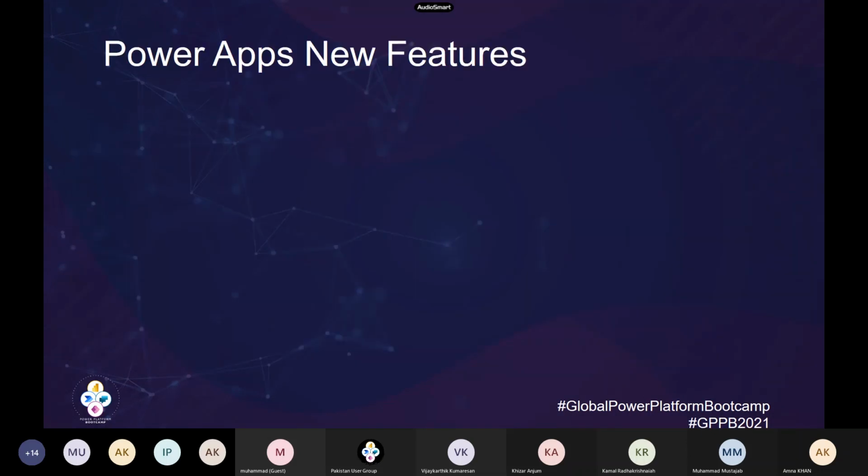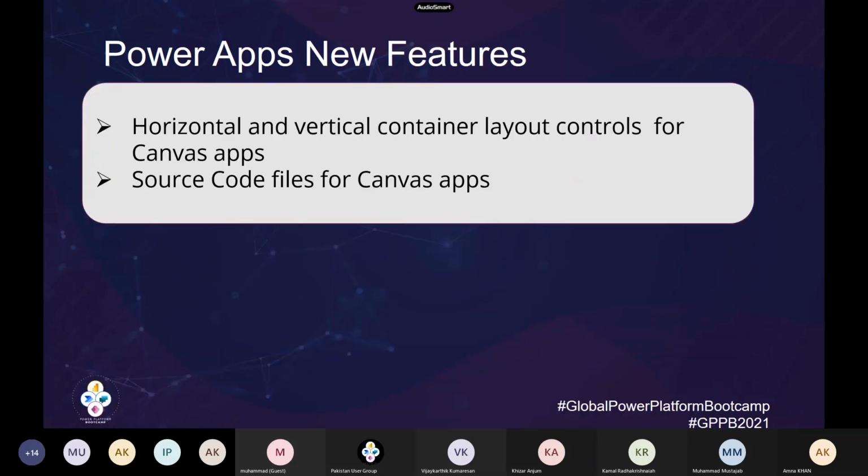So now we are going to discuss the basic and central point of this presentation, that is new features. Though we have so many features for Power Apps, today, considering our time constraint, we will just cater a few, but the ones that are most awaited and exciting for all, from technical to functional consultants. So let's start. What we have new is a new container layout called horizontal and vertical layout control for Canvas app.